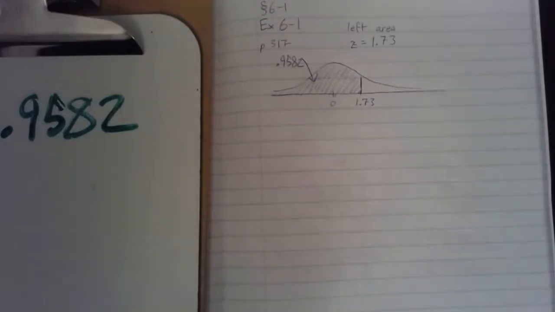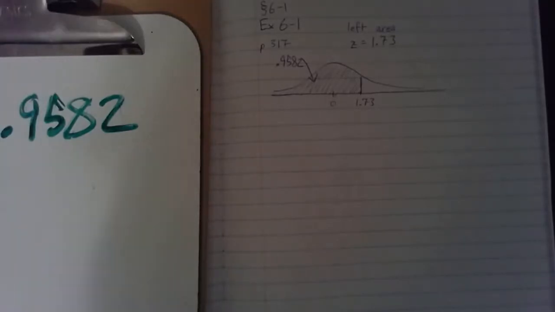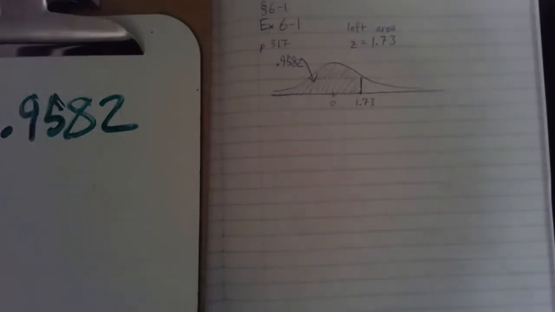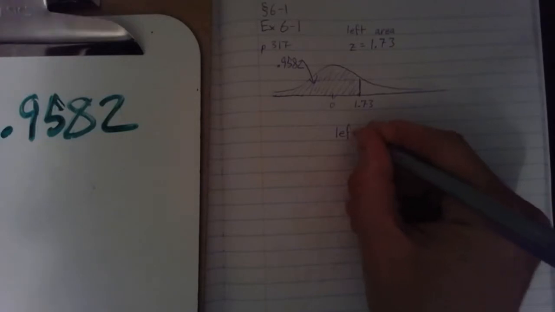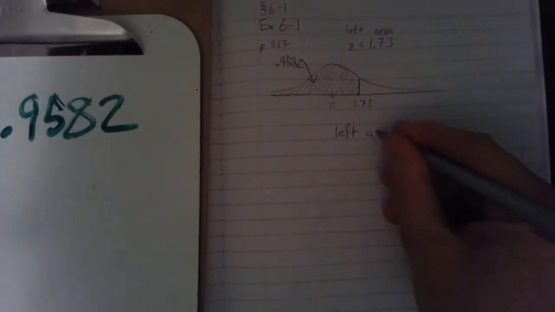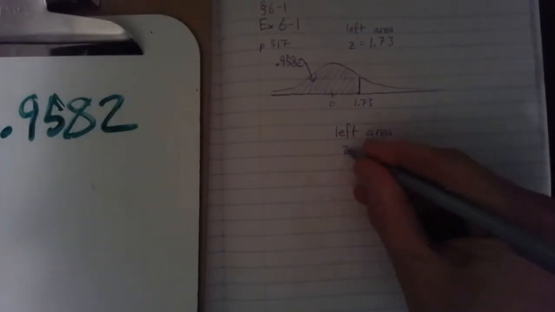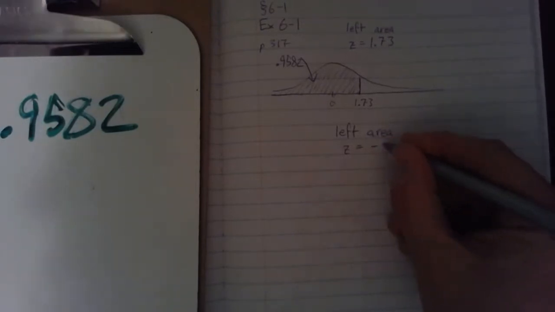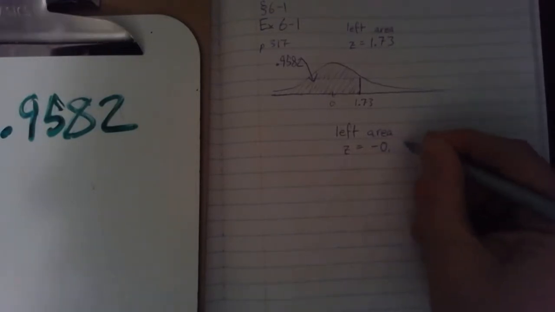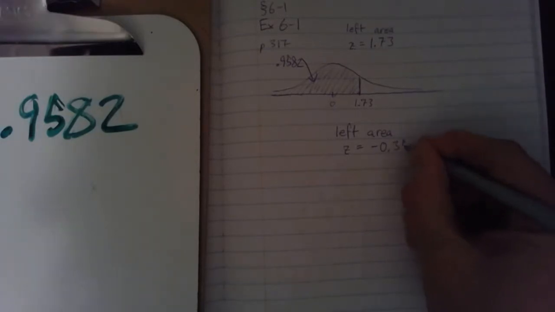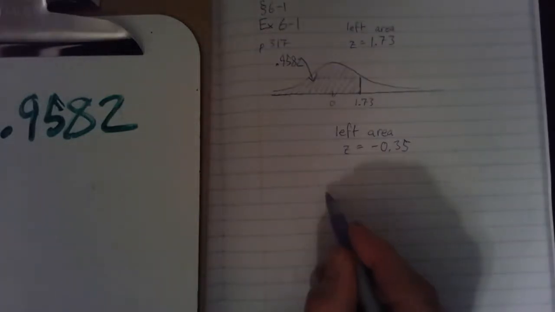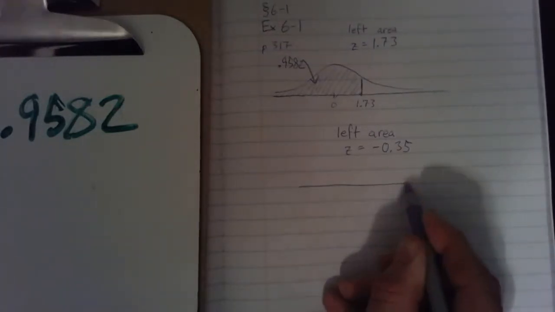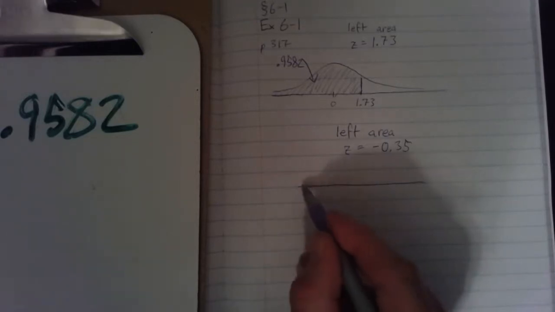So let's do one more example. I'm just going to make up another example of a left area. And let's find the left area for z equals negative 0.35. Okay, so how would we do that? All right, so we'll start out the same way, right? Just to kind of get into this as a habit.